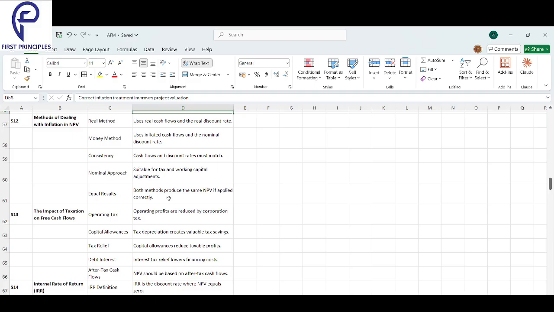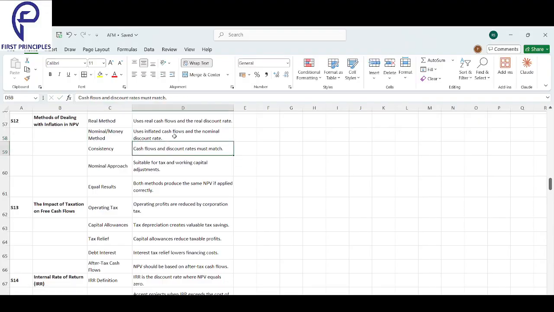First, you look into the real method. In the real method, you use real cash flows and you use the real discount rate. In the nominal method, you use nominal cash flows and you use the nominal discount rate, right? In the nominal method or money method, you use your inflated cash flows and your nominal discount rate. Money and nominal are used interchangeably. They're not separate terms.